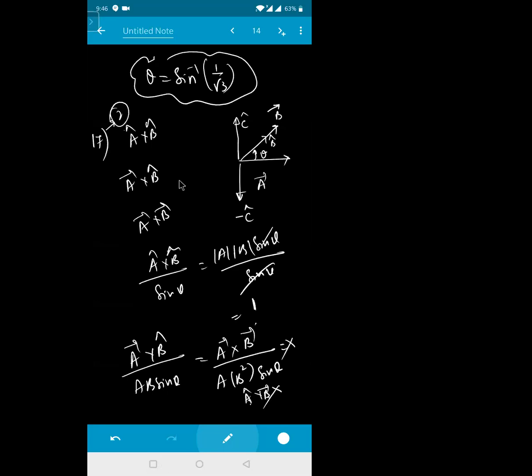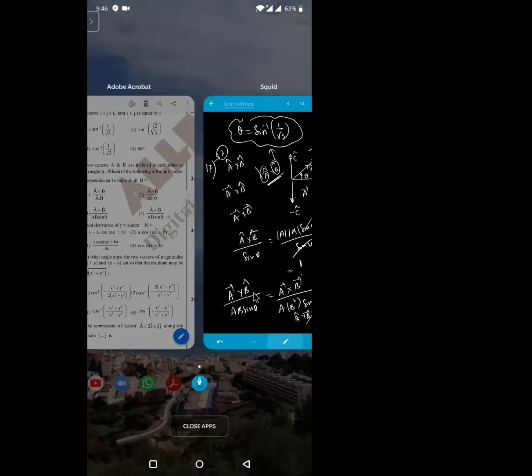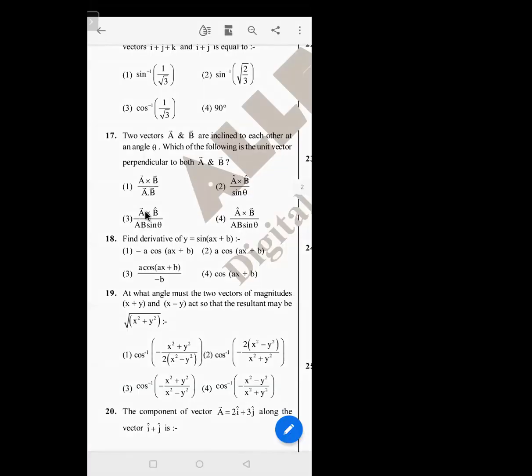Only possible condition where I can write is nothing but A cap cross of your B cap, because A cap का direction A में रहेगा, B cap का direction B में रहेगा. So that is the reason the direction will be the same. That is the reason I'm taking the second option as the answer. If I take the third option, A bar and B cap. A bar is a different vector, B cap is a different vector. So if I cross multiply these two, they will never be in the same direction.